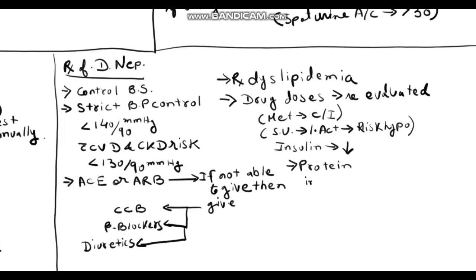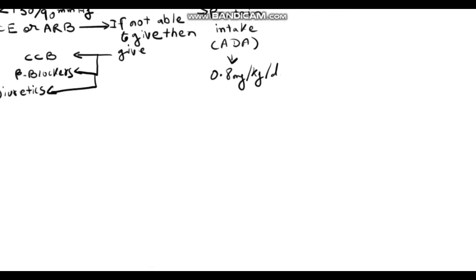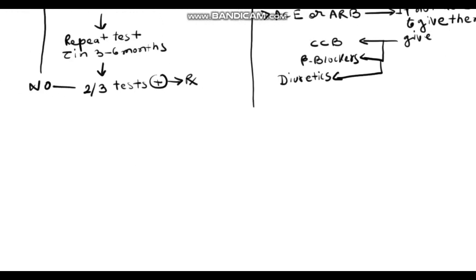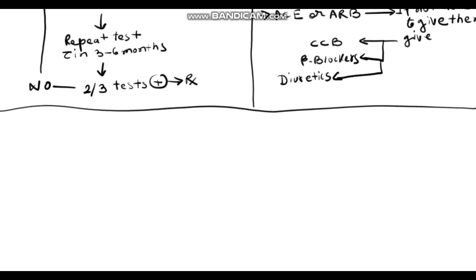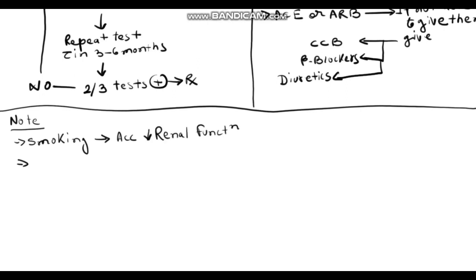As per the ADA, the protein intake for the patients should be 0.8 gram per kg of body weight per day. This amount of protein can be taken by the patient. So a few points should be properly noted. The first one is, smoking will accelerate the decrease in renal function. So quit smoking.